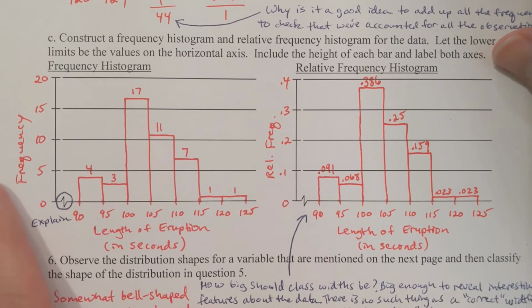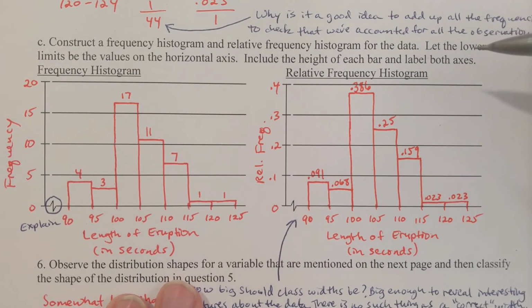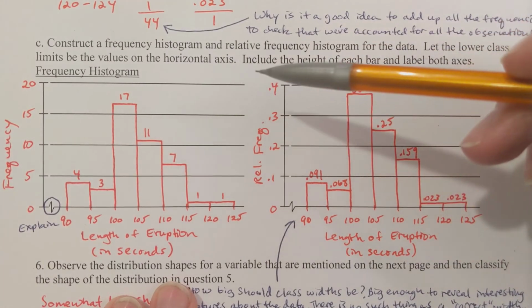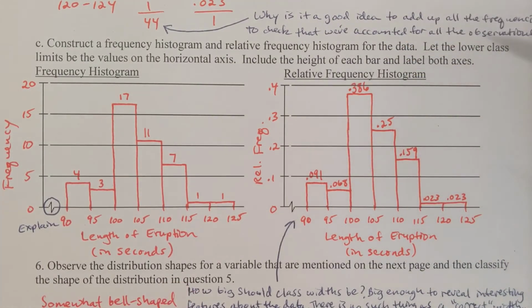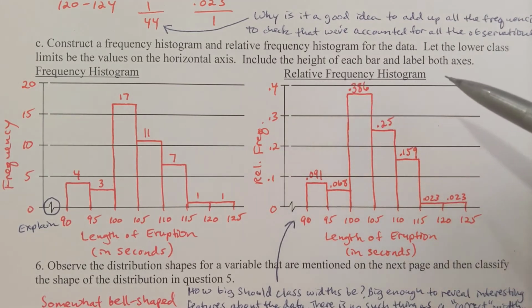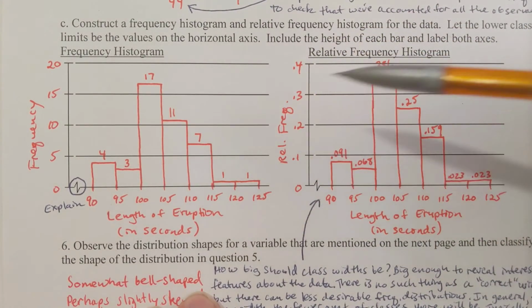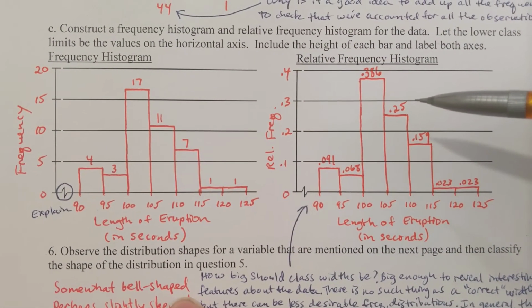Part C is where we want to construct a frequency histogram and a relative frequency histogram for the data. Okay, and we're going to let the lower class limits be the values on the horizontal axis. In general, that's going to be true. Include the height of each bar and label both axes. Okay, so I've got a frequency histogram and then a relative frequency histogram that we're going to make.